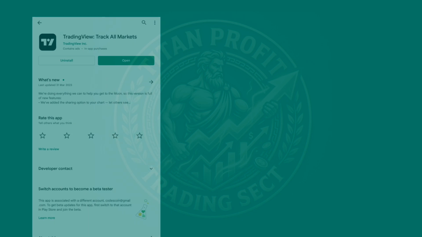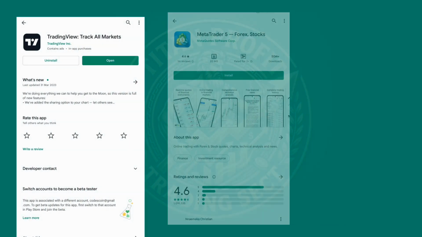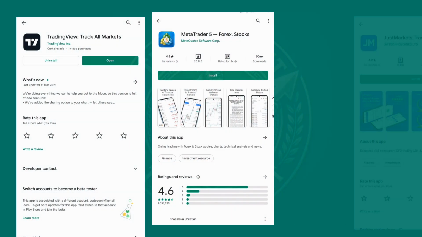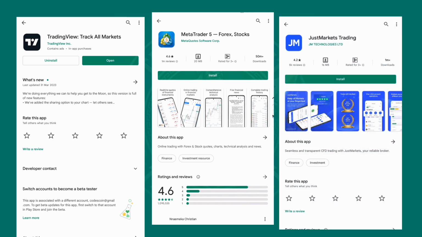So now these are the 3 apps: TradingView, MetaTrader 5, and the last app being the Just Market app, which is the broker. These 3 apps combined together can help you to successfully trade the market and make money.